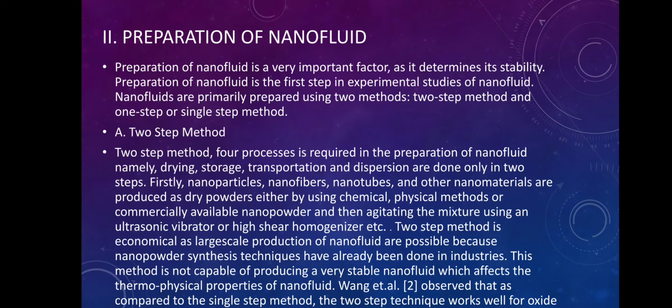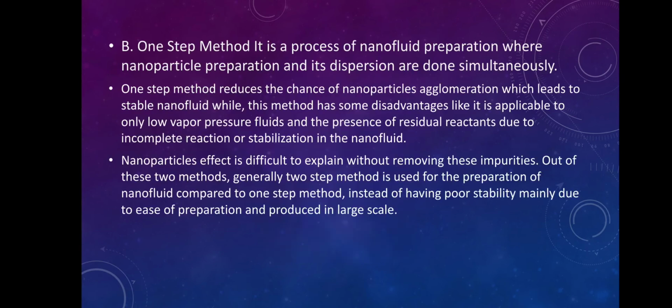The two-step method is economical as large-scale production of nanofluid is possible, because nanopowder synthesis techniques have already been established in industries. This method is not capable of producing a very stable nanofluid, which affects the thermophysical properties of the nanofluid. Wang observed that, as compared to the single-step method, the two-step method works well for oxides.